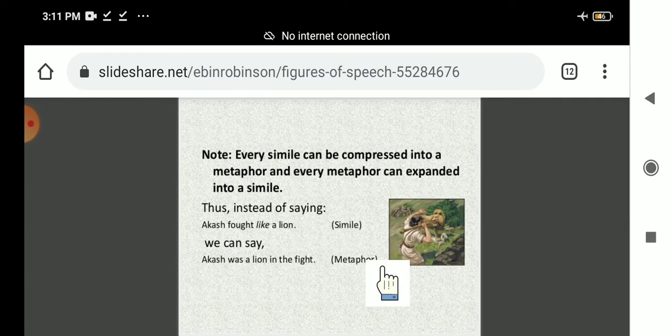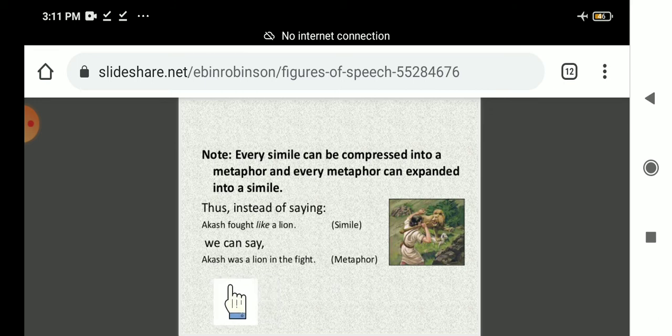See here some examples about the metaphor. Note: every simile can be compressed into a metaphor and every metaphor can be expanded into a simile. This point you have to memorize. For example, instead of saying "Akash fought like a lion," so like is used here, then what is it? Simile.